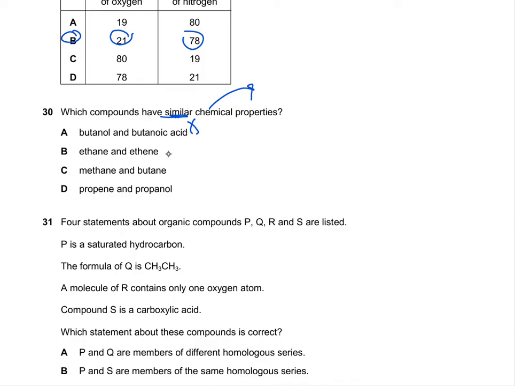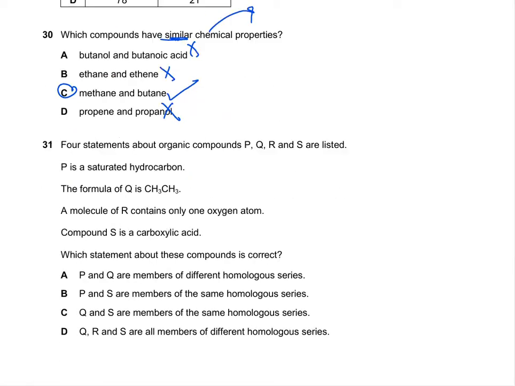Ethane and ethene. No, ethane is an alkane and ethene is an alkene. They are from different homologous series. So that's wrong. Methane and butane, they're both alkanes, so they are in the same homologous series, so they have the same chemical properties. So yes, that's true. Propene and propanol. Propene is an alkene, propanol is an alcohol, so they're not in the same homologous series. So that's wrong. So the answer is C.